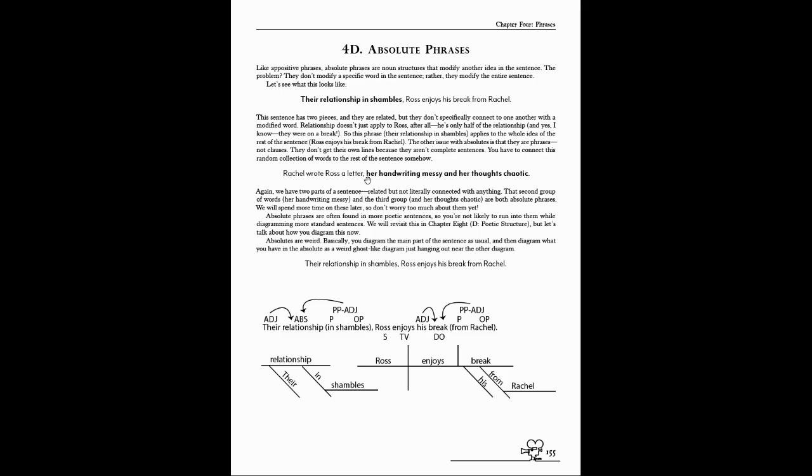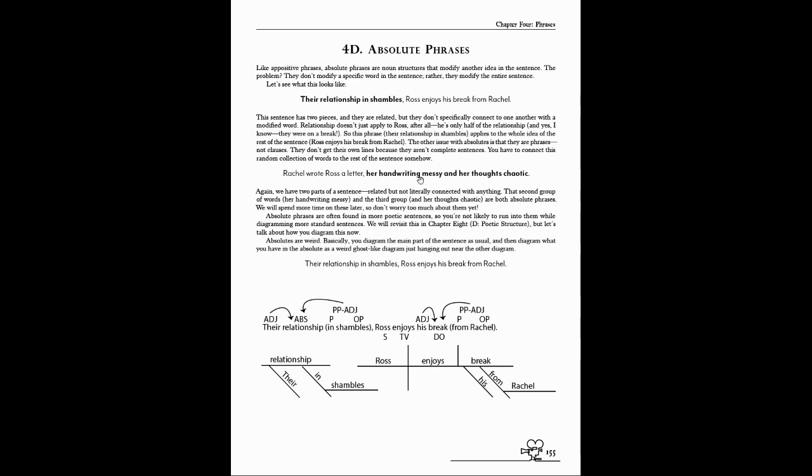Now, how do you diagram it? Well, you kind of break it apart because it is two things. So you just put them near each other. It's like their relationship, and we know that it's in shambles. This is going to go over here. Why? Because it's over here. And then we're going to put the regular sentence on this side.